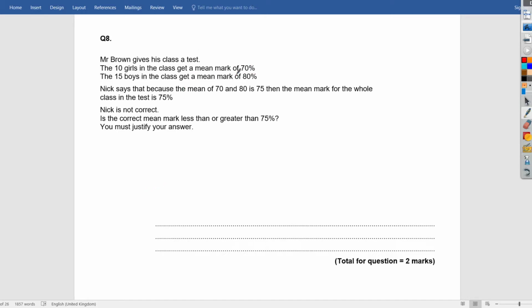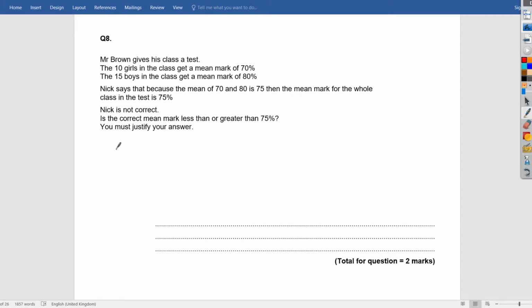So let's just quickly first have a look. It will be right if you had the same amount of people, if there were 15 of each or 10 of each. But because there are more boys than girls, it's going to be edging towards the boys' average, towards the 80%. So it's going to be more than 75% as it's edging closer to 80%. But let's just show that.